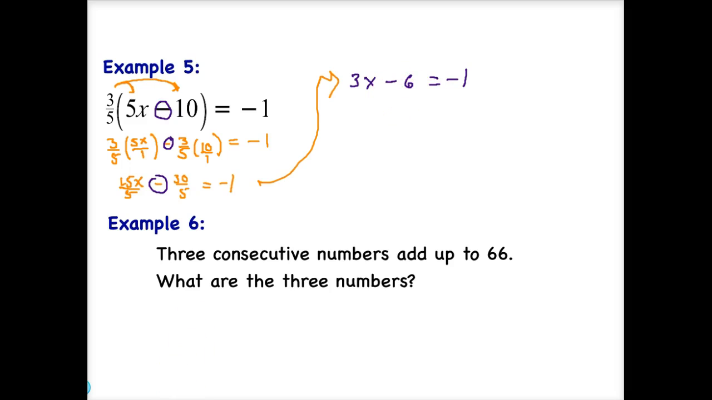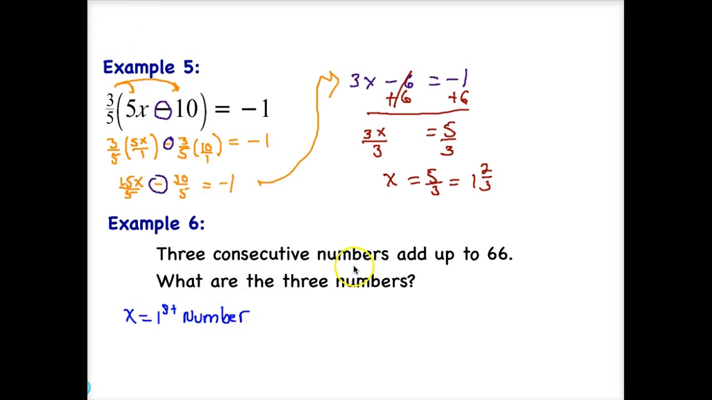Now I can move on just like the other problems and move my constants to one side. So I would add 6, and I would be left with 3x, these cancel, equal 5. Divide by the coefficient in this case, and I have x equals 5/3, which is the same thing as 1 and 2/3. Let's look at the final problem.